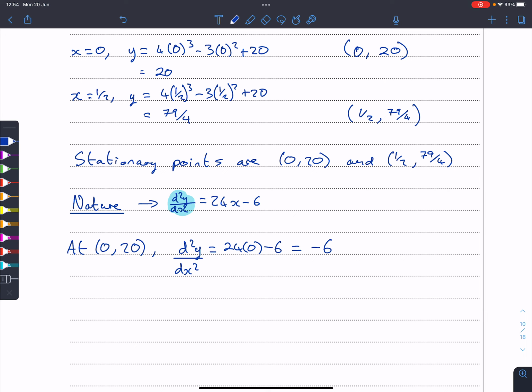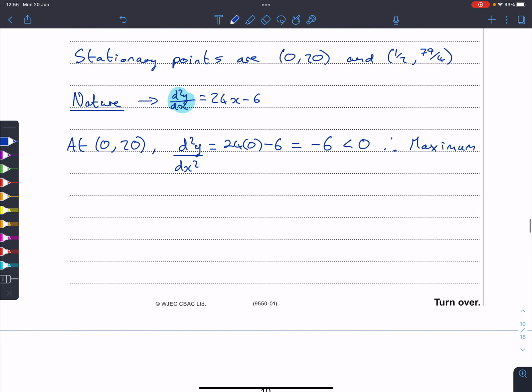That means that my rate of change of the gradient is negative, which means that as I'm going, my gradient is becoming more and more negative. So if you imagine it starts off positive, as it becomes more and more negative, it becomes less and less positive until it gets to 0, and then more and more negative, like that. So we end up with a maximum. Whenever the second derivative is negative, or less than 0, we know we have a maximum point, and that's the nature.